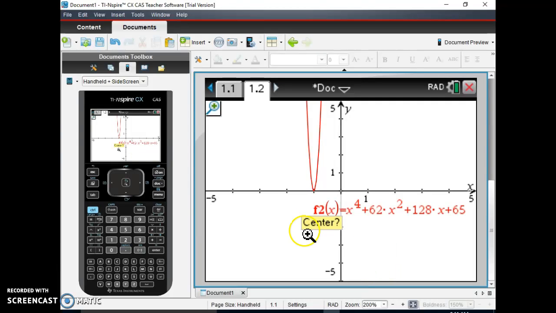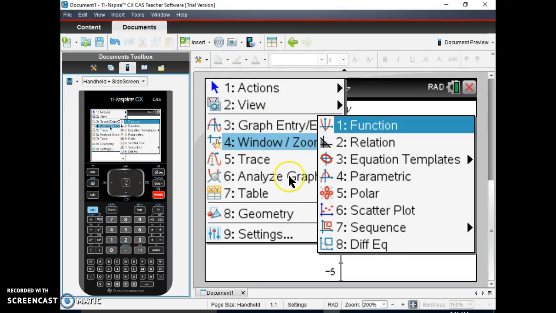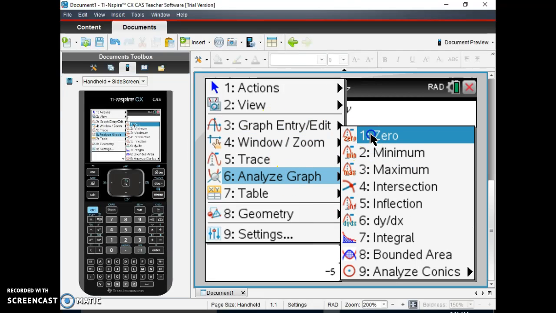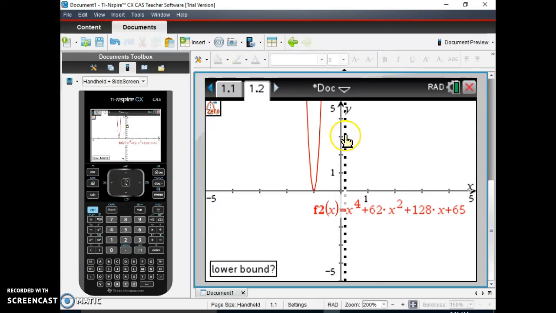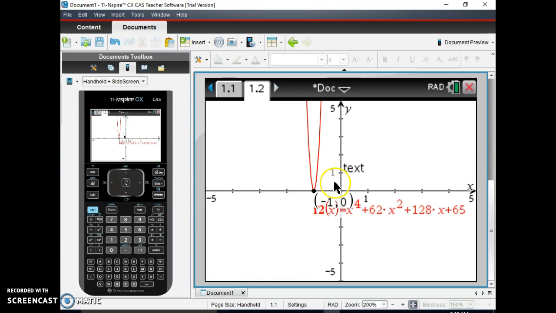The next thing I'm going to do is hit menu and go to Analyze Graph, and I'm going to find the zero. For this particular calculator, it makes me do a lower bound and an upper bound. So I'm going to drag this vertical line to the left side of my zero, and drag this vertical line to the right side of my zero, and you can see right here where it crosses the x-axis, or it actually bounces off of the x-axis, because it doesn't actually pass through, is (-1, 0).